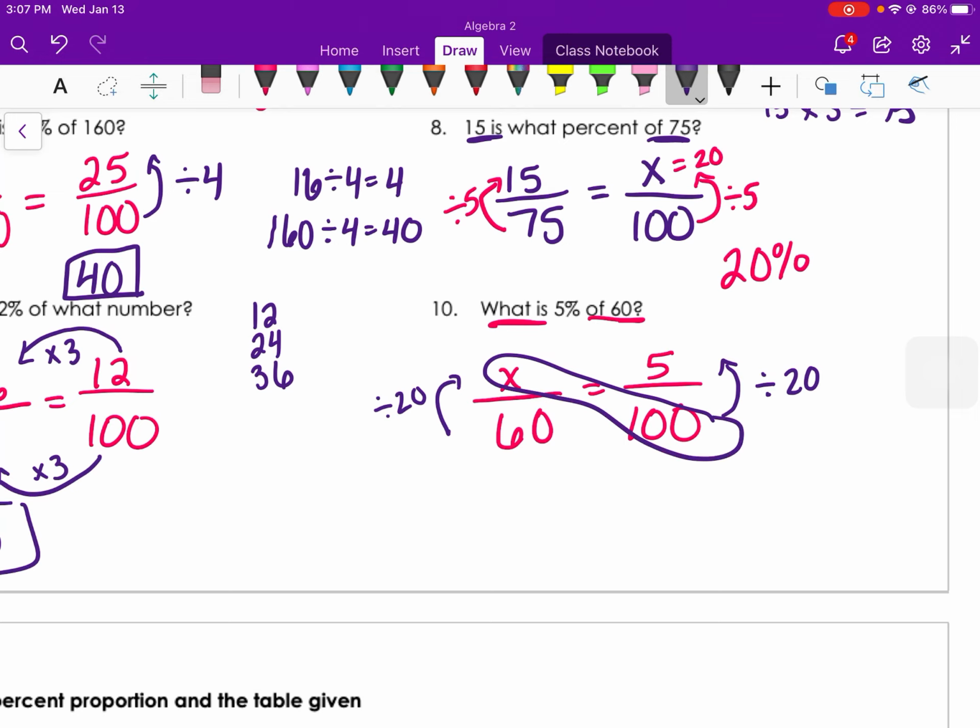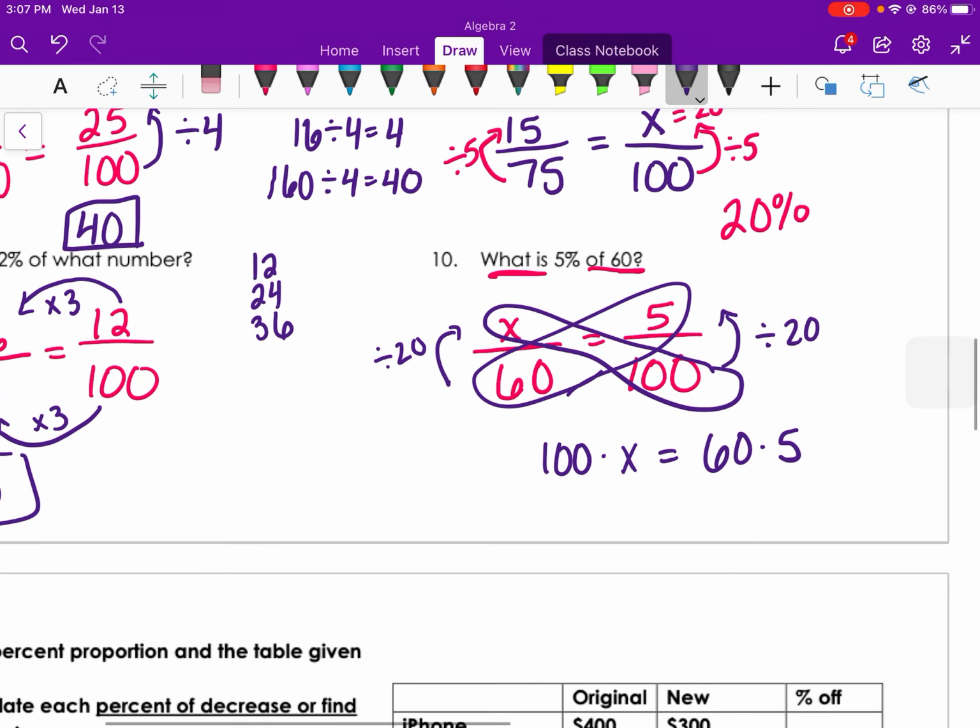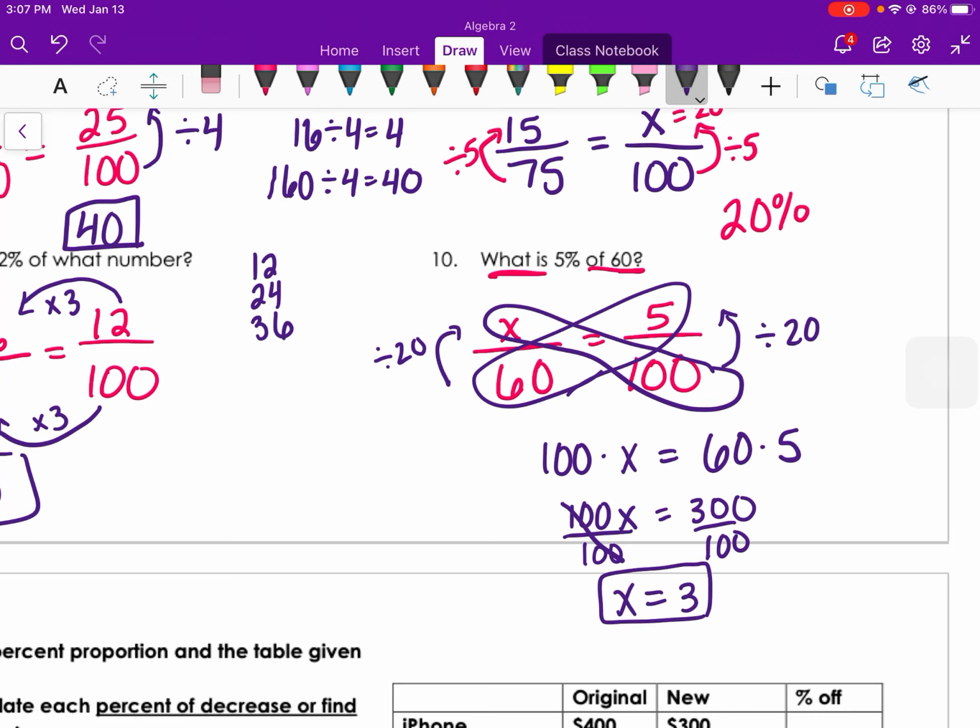So to do that again, you do 100 times x equals 60 times 5. So 100 times x is 100x. 60 times 5 would be 300. And then you divide both sides by 100 because that cancels the 100 and leaves me with x. And 300 divided by 100 is 3. So 3 out of 60 is 5%.